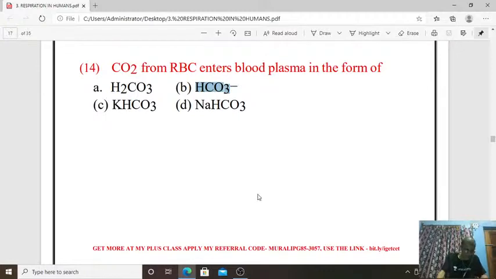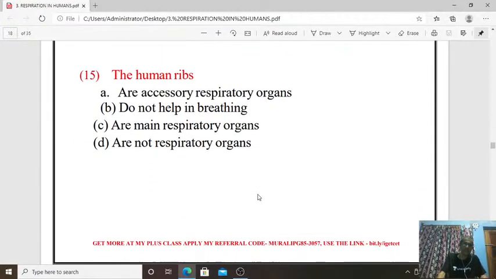14th one. And next 15th question. The human ribs, here meaning the rib cage with the costal bones. Human ribs are essential respiratory organs, do not help in breathing, are not respiratory organs. No, they are not the essential respiratory organ. Do not help in breathing? They are helping in breathing.